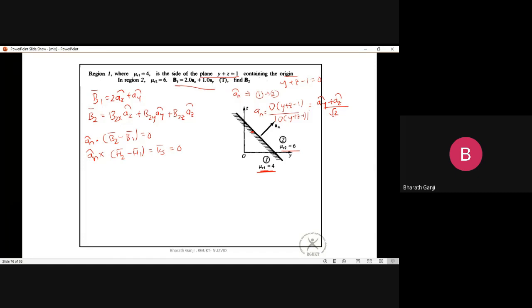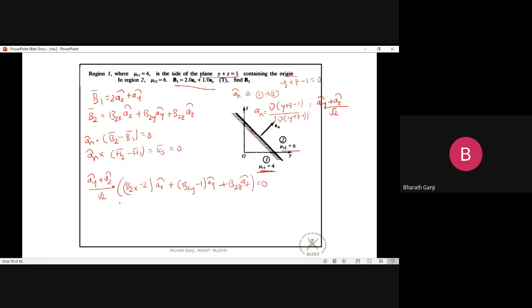So we have the normal vector. Let me write the first equation. I can see that (ay cap plus az cap) divided by root 2, dot producted with b2 minus b1, where b2 minus b1 is nothing but (b2x minus 2) into ax cap plus (b2y minus 1) into ay cap plus b2z into az cap, should be equal to 0.